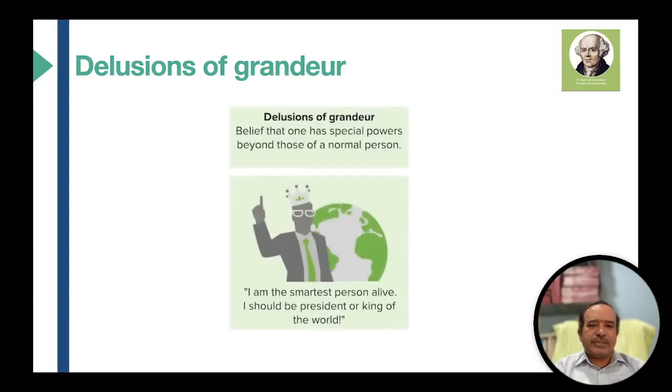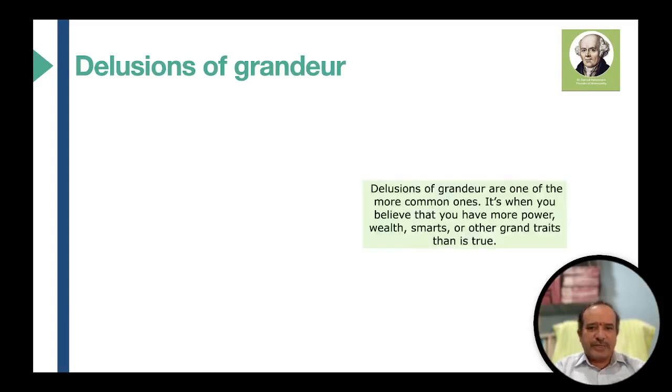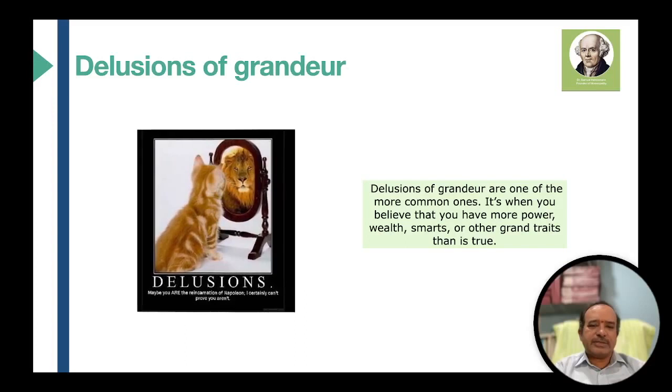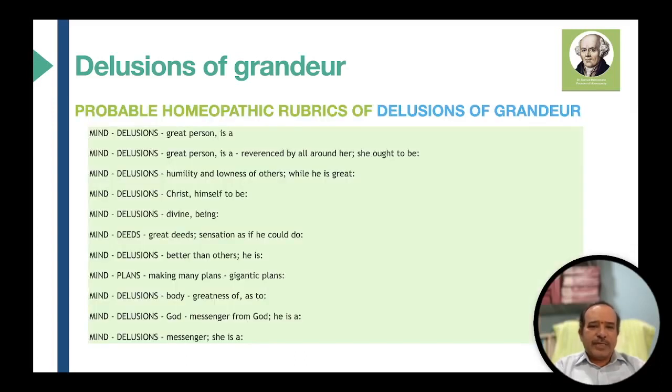So as I said earlier, in delusions of grandeur, the patient feels that they are very great and have great qualities. If they actually have great wealth, smartness, and other grand traits, then it's true. But they think that they have the greatest qualities; it is a false belief. Let me make it very clear.